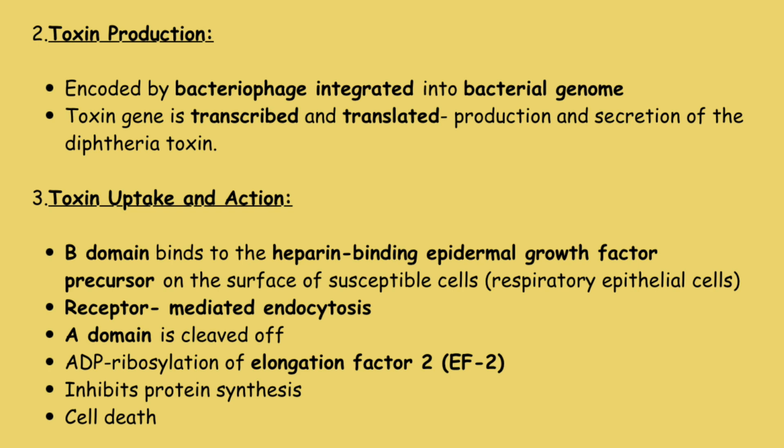Once inside the cell, the A domain is cleaved off and released into the cytoplasm. And then the A domain ADP ribosylates elongation factor 2. So what is ADP ribosylation? It is the transfer of the ADP ribose moiety from NAD+, that is nicotinamide adenine dinucleotide, to a specific diphthamide residue in elongation factor 2. Diphthamide residue is a modified histidine residue. So ADP ribosylation of elongation factor 2 inhibits protein synthesis, leading to cell death.